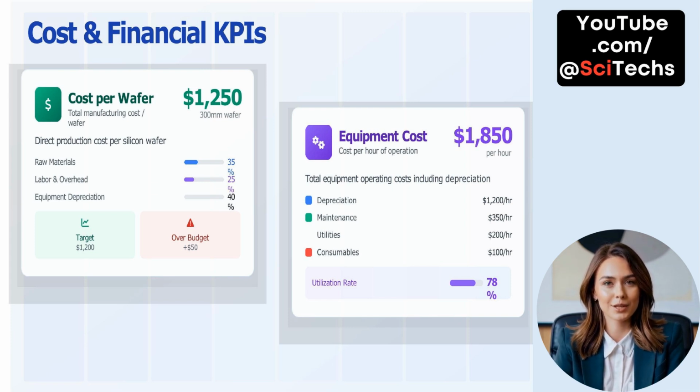Next, the equipment cost measures the total hourly cost of operating semiconductor manufacturing equipment. It currently stands at $1,150 per hour. This includes $1,200 per hour in depreciation, $350 for maintenance, $200 for utilities, and $100 for consumables. The equipment utilization rate is 78%, which reflects how efficiently the tool is being used. Higher utilization improves cost efficiency, while idle time drives up the per-wafer expense. These KPIs help identify cost drivers and guide improvement strategies.